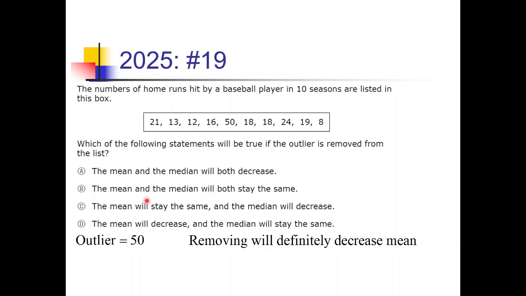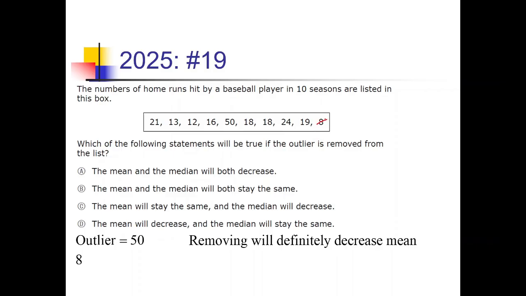So the real question then is what's happening to the median? Is it also going to decrease, or is it going to stay the same? And we have to be careful here, because removing something from the end of a list doesn't necessarily change the value of the middle item. So we actually do need to calculate the old median and the new median and see if those match. So for getting the old one, we have to put these in order. So I've got 8 is our first number, and I'll just cross this off as we go. So let me see here.